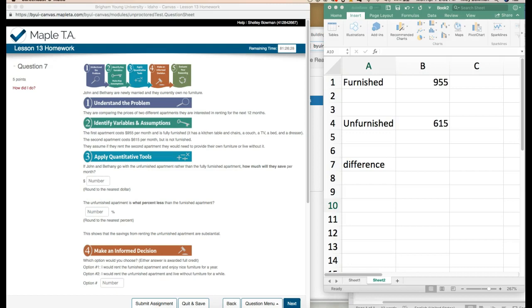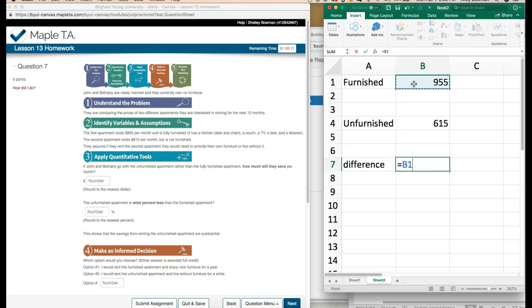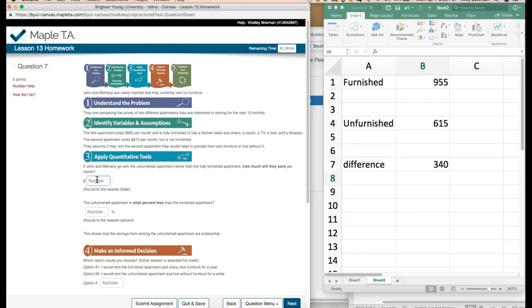If John and Bethany go with the unfurnished apartment rather than the fully furnished apartment, how much will they save per month? So I have a spreadsheet over here. I've entered in the furnished and the unfurnished prices. So the difference here is we're just going to subtract them. And because I have them typed in here, I can just easily calculate by cell referencing. Don't forget to put the equal sign. And so they will save $340 every month.